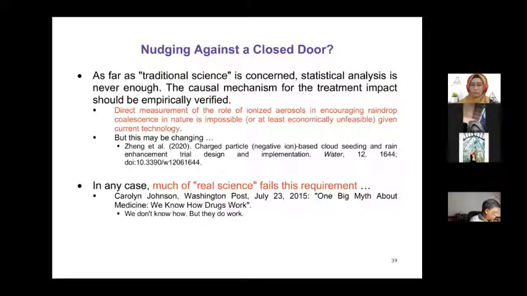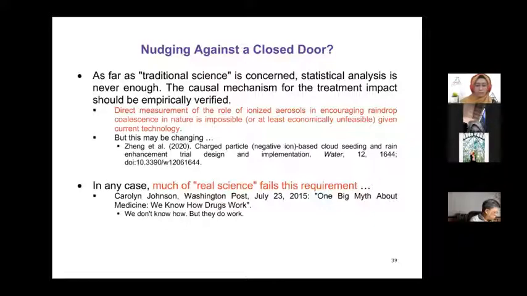Nudging against a closed door perhaps here, because as far as traditional science is concerned, statistical analysis itself is never enough. The causal mechanism for the treatment impact should be empirically verified. But that requires direct measurement of ionized aerosols and how they encourage raindrop coalescence in nature. This has been seen many times in cloud chambers, but to see it in nature is very, very difficult indeed.